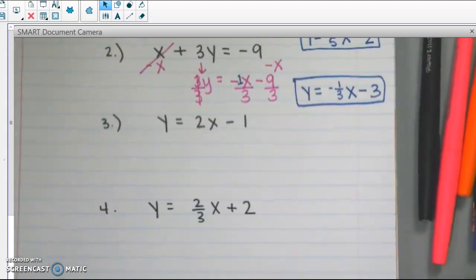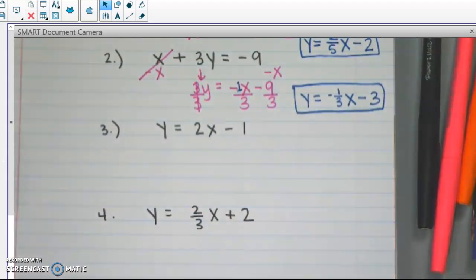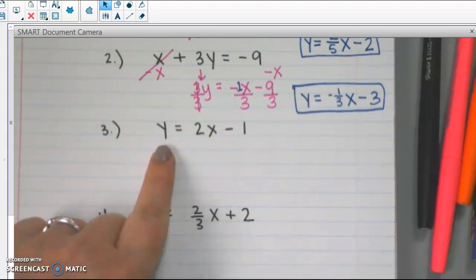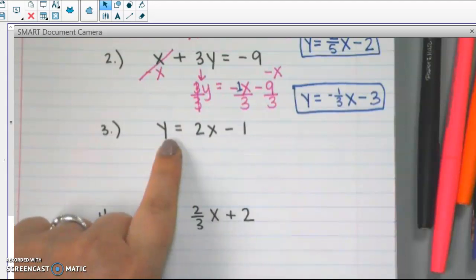All right, so for question number 3, does that look like slope-intercept form, or does that look like standard form? What do you think? If you said this looks like slope-intercept form, you are right. This is y equals mx plus b. So we need to get it to look like standard form.